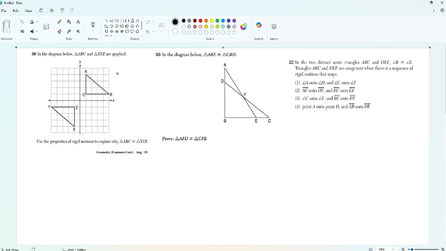Okay, back. Let's start with number 30. In the diagram below, triangles ABC and XYZ are graphed. Use the properties of rigid motions to explain why ABC is congruent to XYZ.